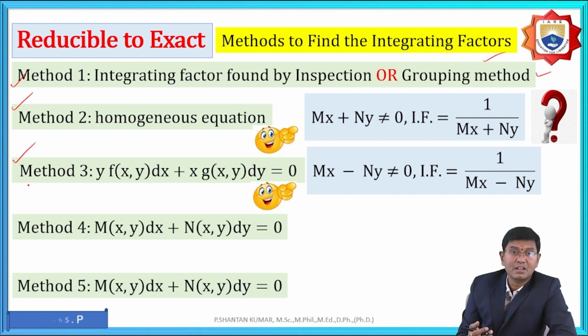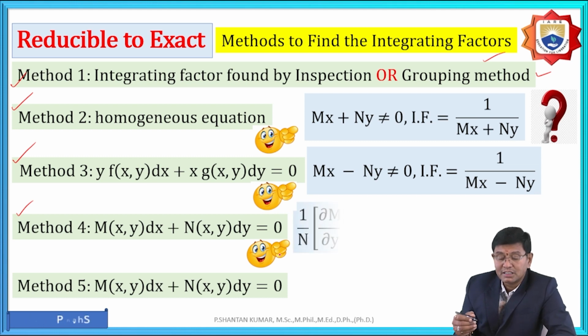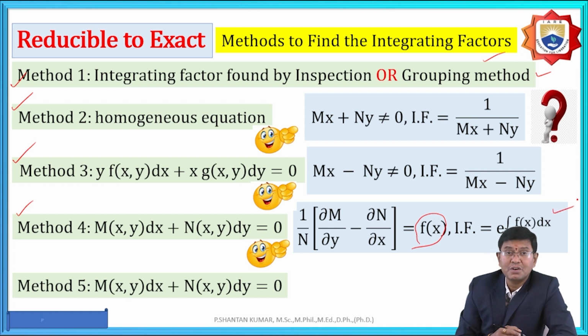Then what are the alternate methods to find the solution? Immediately you need to check the fourth case and also the fifth case. Whenever the equation is m dx plus n dy is equal to 0, if it is suitable, that is 1 by n into dou m by dou y minus dou n by dou x. And you see clearly, if it is able to be expressed as a function of x, f of x, then we assume that the integrating factor is e power of integration f of x into dx.